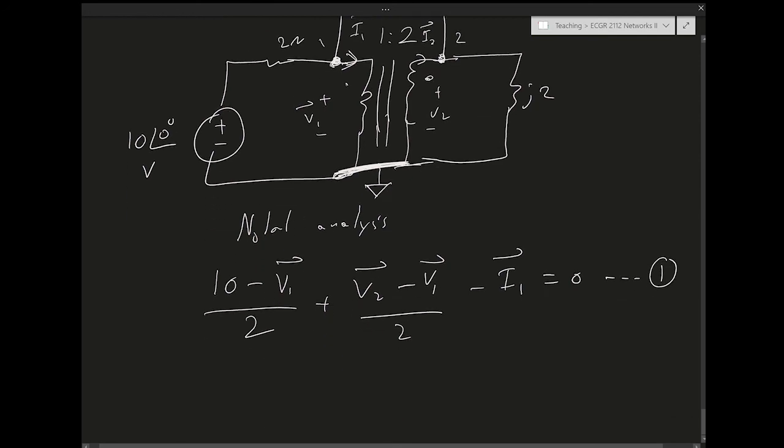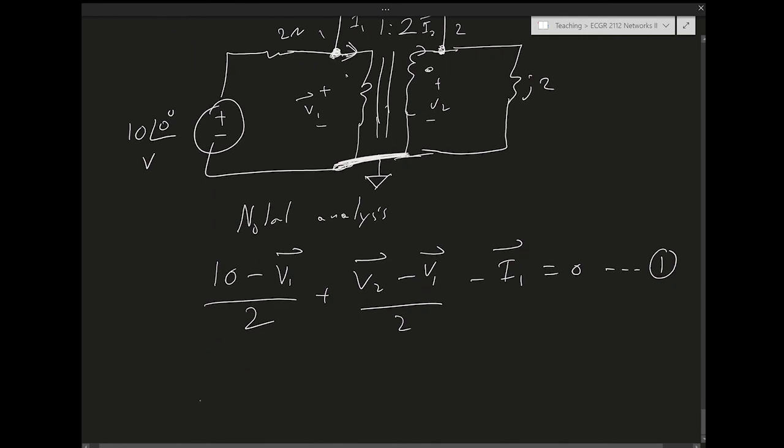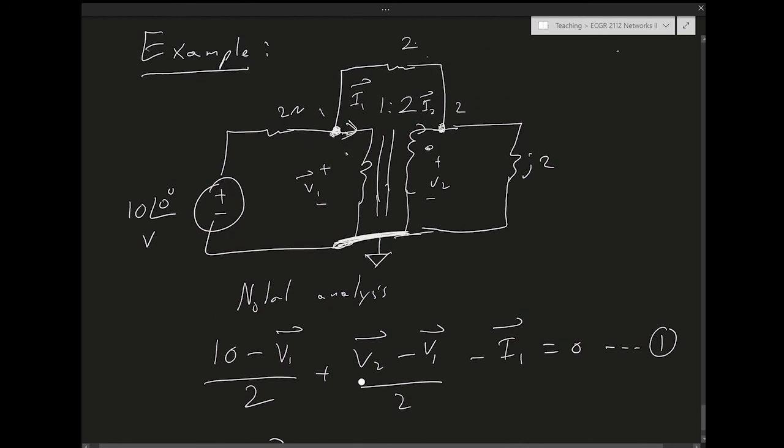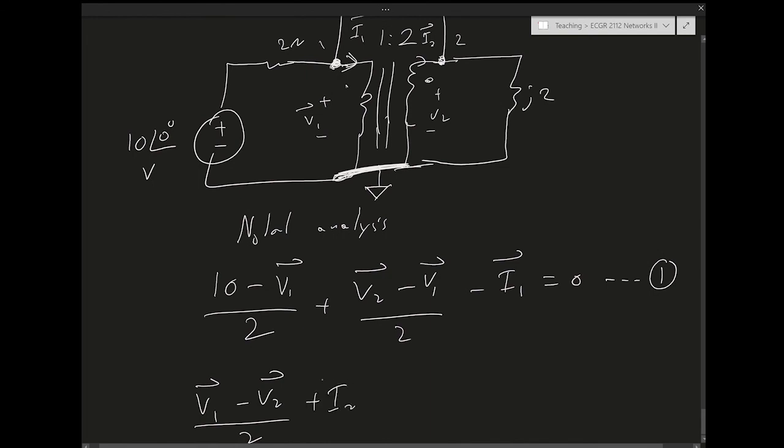And then looking at node 2, all the currents coming in node 2 are going to be V1 minus V2 over 2. That's this current. And then I'm going to have plus I2. I2 is going into node 2. And then, what's the current going through this impedance, J2? This is an inductor. It's going to be V2 over J2, but I want to calculate the current going in, so there's going to be a minus sign, equals 0.